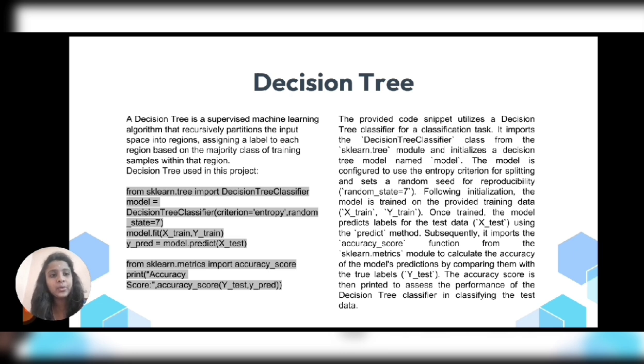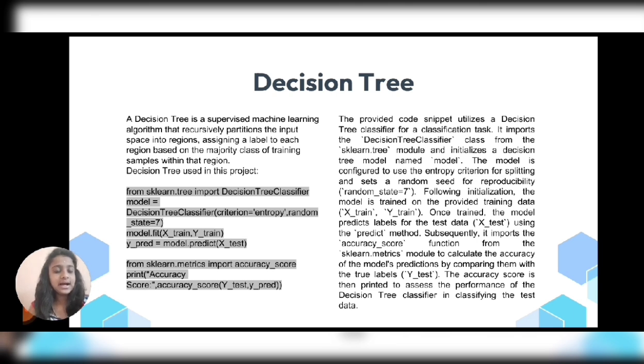The provided code uses a decision tree classifier for a classification task. It imports the DecisionTreeClassifier class from the sklearn.tree module and initializes a decision tree model. The model is configured to use the entropy criterion for splitting and sets a random seed for reproducibility. Following initialization, the model is trained on the provided training data. Once trained, the model predicts the labels for the test data.